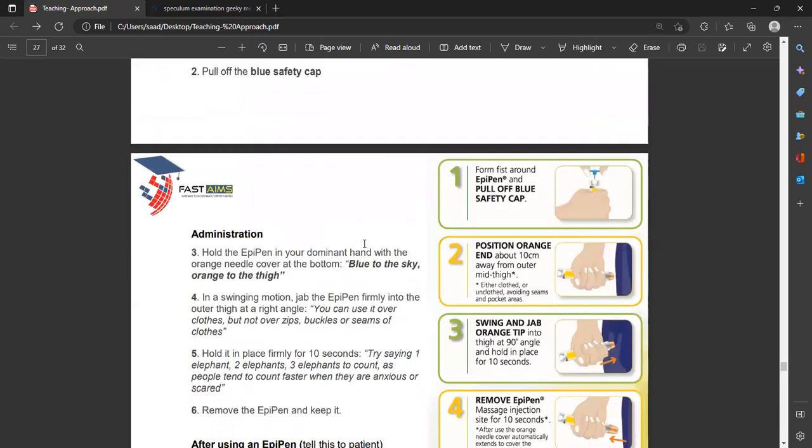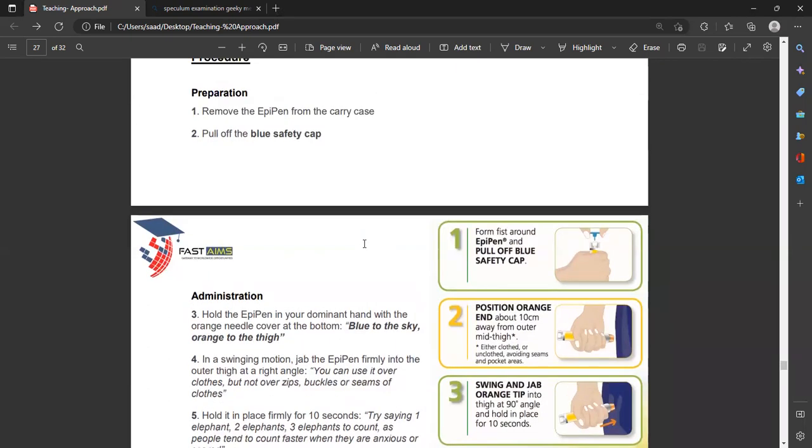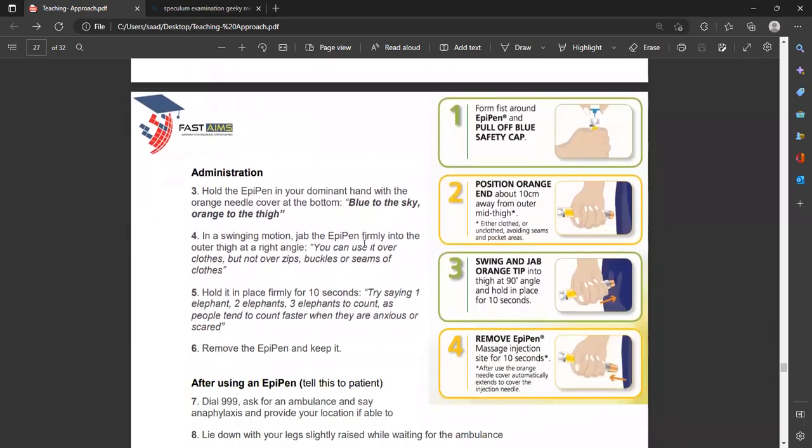go towards the EpiPen, show the EpiPen to the student, that this is the EpiPen. There are 4 features: blue cap, orange end, viewing window, expiry date. Don't forget these 4 things. And then there is general information that these are 4 features. And then before administering, you need to check 2 things: viewing window and expiry date. And procedure, there are 4 steps.